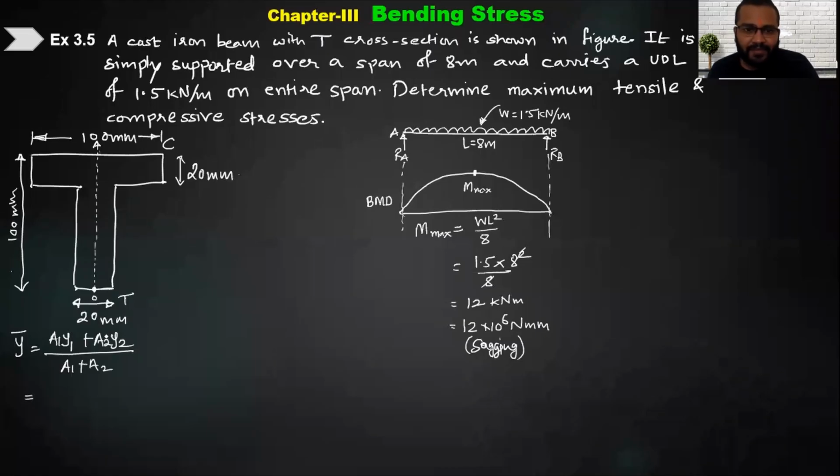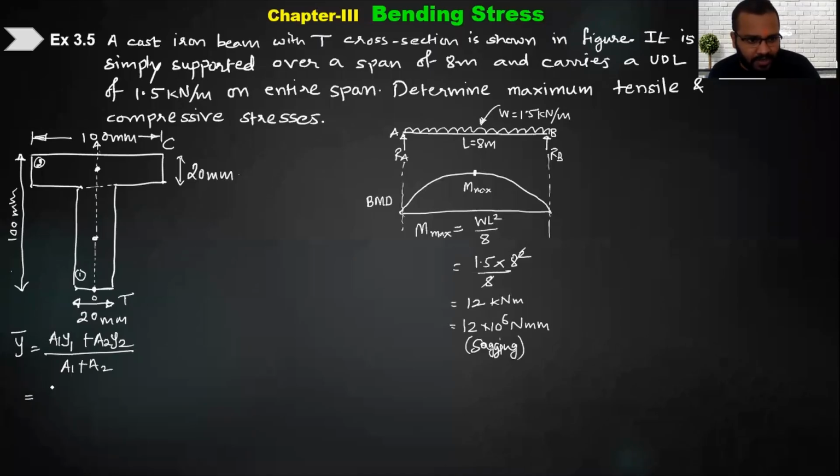Yes, sir. Tell me what to write. So y bar is unknown, I want to find out y bar. I am assuming this as the origin. Right now I have two sections here. Let's say this is the second section, and this is the first section, the rectangle. So the centroid of the first rectangle will be somewhere here, and the second one somewhere here, right? So the area of the first is 80 into 20. 80 into 20 is A1.